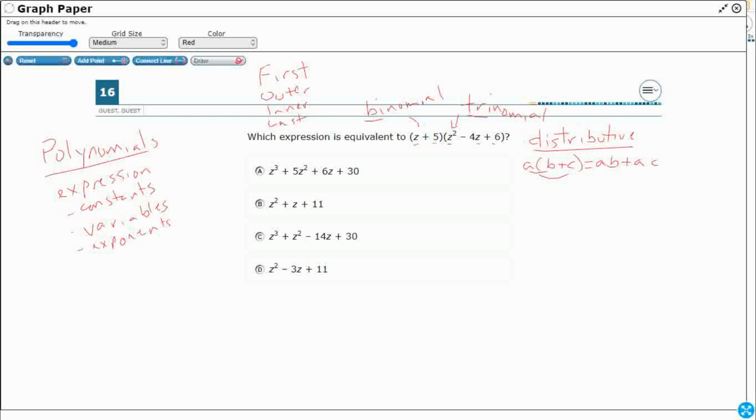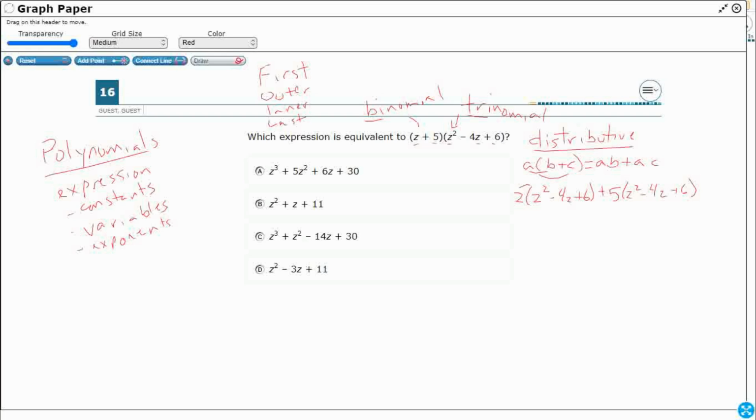So what we're going to do is we're going to distribute this. We're going to take this z, right? And I'm going to take that z and I'm going to multiply that by each of this whole thing, right? z squared minus 4z plus 6. Then I'm going to take that plus 5 and I'm going to multiply that by z squared minus 4z plus 6. So I distributed out the z plus 5 to both of those.